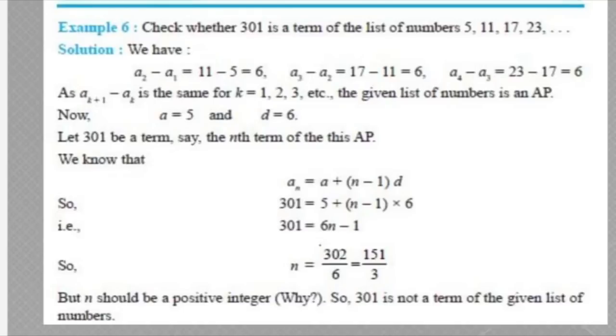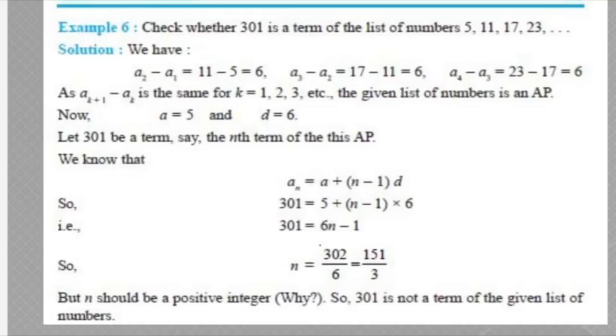Now let us combine the constant terms plus 5 and minus 6. This will give you minus 1. So we have 301 is equal to 6n minus 1. Now shift minus 1 to the left hand side. It becomes 301 plus 1 is equal to 6n. So 302 is equal to 6n. Therefore n is equal to 302 by 6, which is 151 by 3.